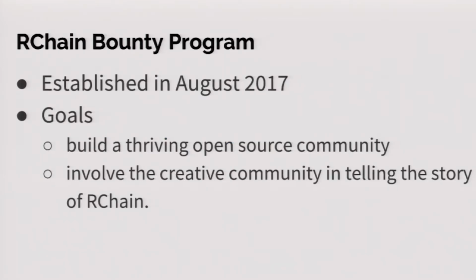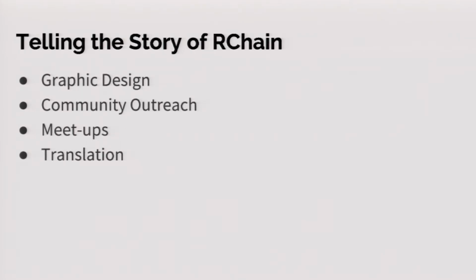There are things like graphic design that can be done, community outreach, like keeping track of what goes on in Telegram, making sure people don't say crazy things about RChain, like that there's an airdrop or something stupid like that. Running meetups: if you run a meetup in your area, you can claim a bounty for that. People have done some translation work. They translated the architecture document into Chinese and Russian and things like that.